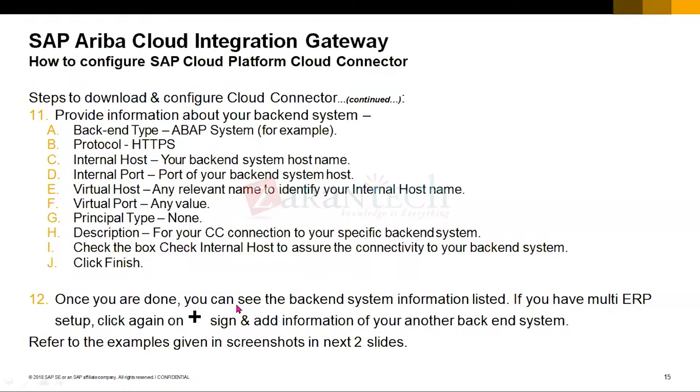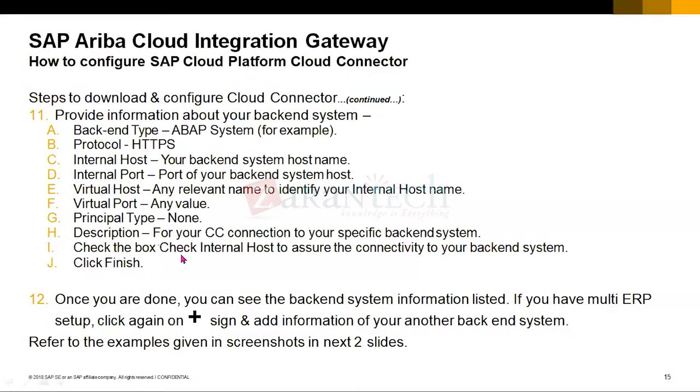If you have a multi-ERP system setup, click again on the plus sign and add the information of your other backend system. So why do we have to do this? For another backend system, the port name will definitely be different, right? Your protocol will be different, and the host name will be different. So whatever port name and host name that other backend system has, you have to add once again here. Okay, so like this, we can add.